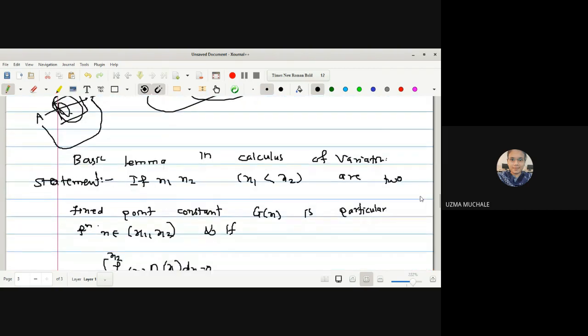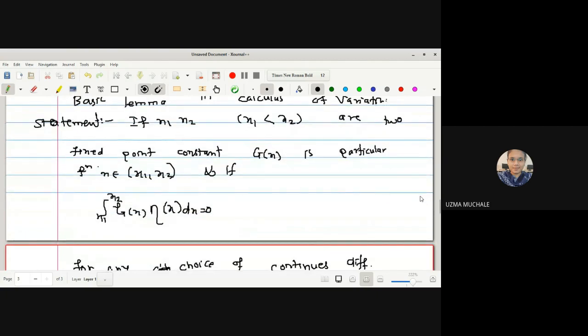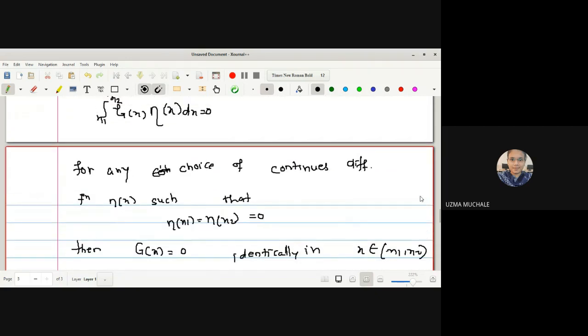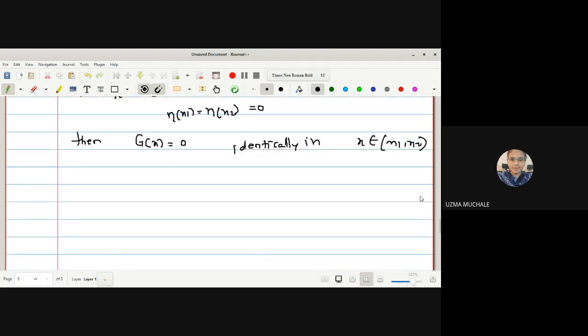So initially we have been provided the two points x1 and x2, and g of x is a particular function. Next, the integration of g of x times eta of x is 0. And what is the condition on eta of x? Eta of x must be a continuous differentiable function, and eta of x1 and eta of x2 are equal to 0. Then what do we have to prove?